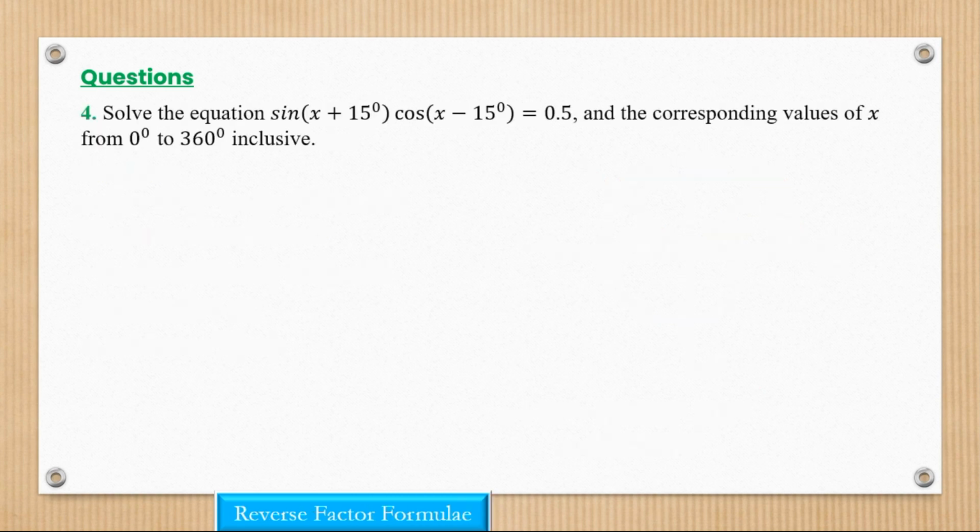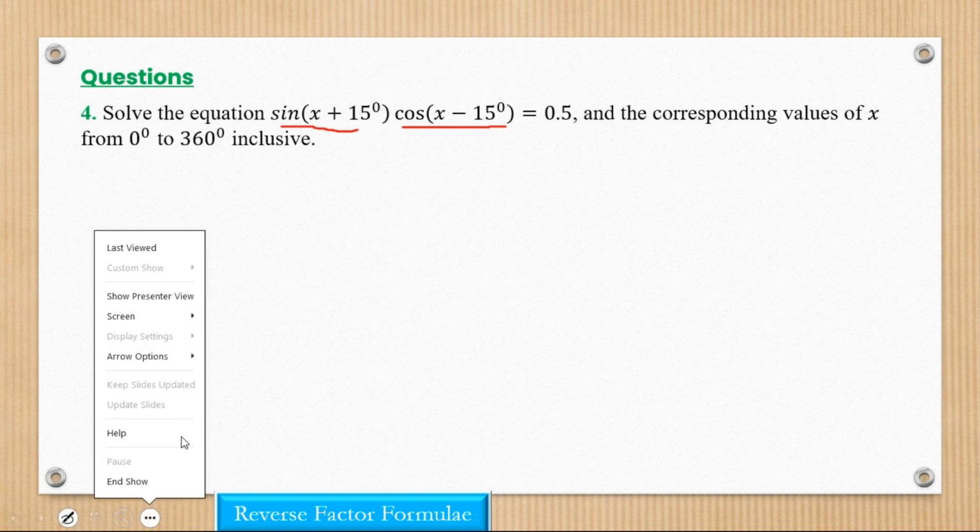Question number 4 is slightly similar, but now this is different from the other factor formula numbers. This is an example of a number that requires the reverse factor formula. As you can see, we have values already stated for us in product form. So when you get a number that's already expressed in product form, there we apply the reverse factor formula. So this requires us to use the factor formula but in reverse, and the corresponding values of x from 0 to 150 degrees. Okay.